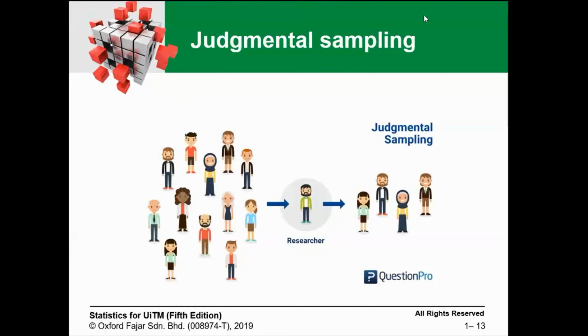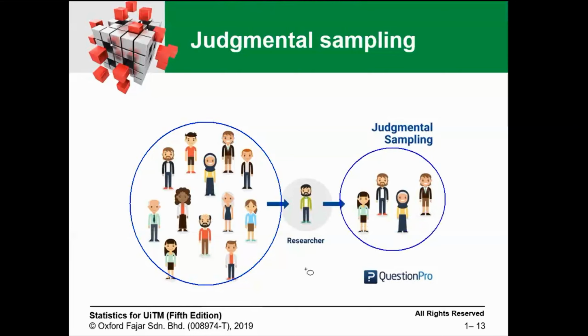If you see, here we have the population. This is our population, and this is the researcher, he will be the decision maker. Which one of this population can be the sample? Then he will choose the sample. So in judgmental sampling, of all the people who could be the population, he will be the decision maker to choose the sample based on his judgment that those people are really fulfilling the characteristics which he is looking for.